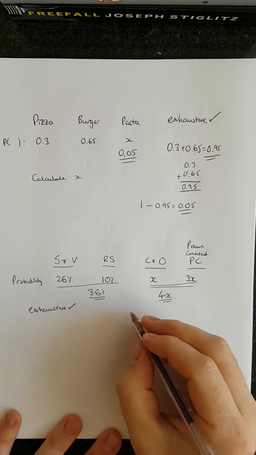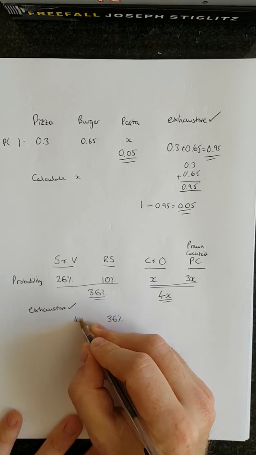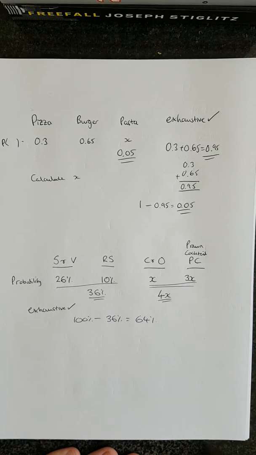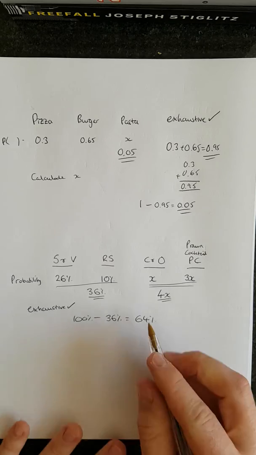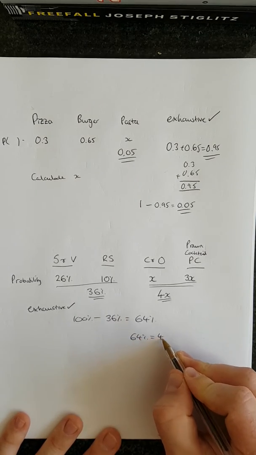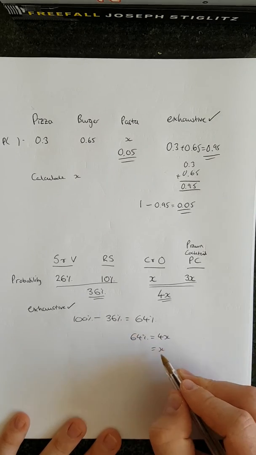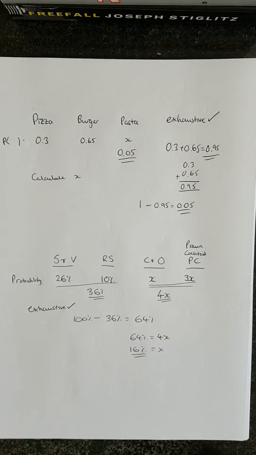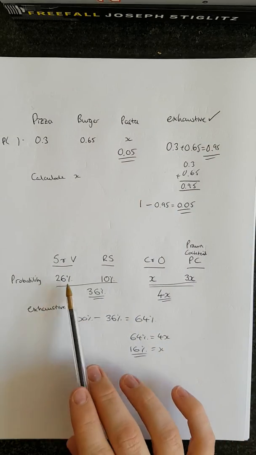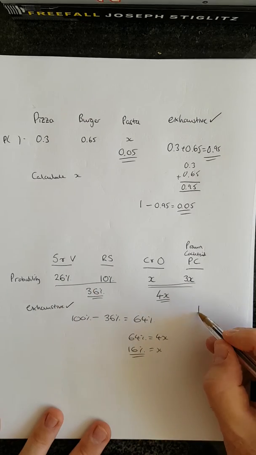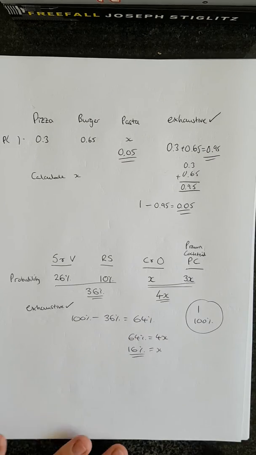Now, 36%, if I take that off 100, I'm left with 64% to find. So 64% equals 4x. So x is 16%. It's the same rule. Check they're exhaustive, then add them up to make the whole amount. So 1 or 100%, depending on how it looks.